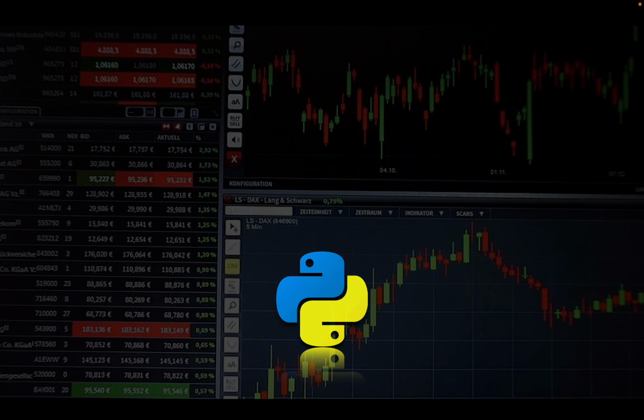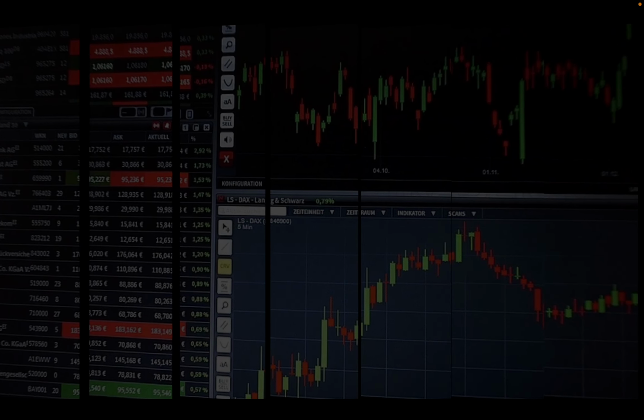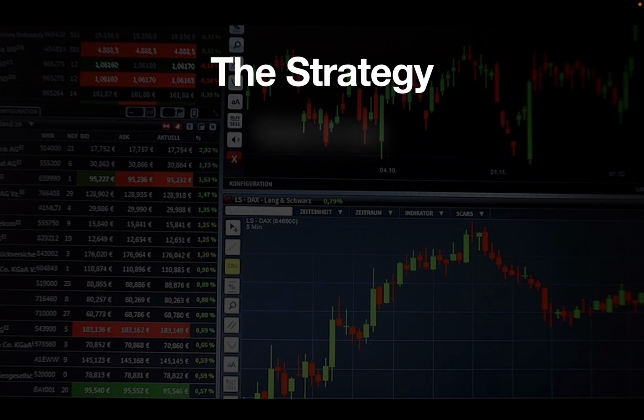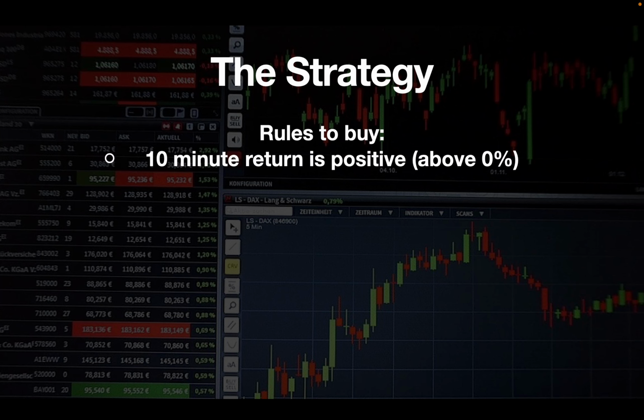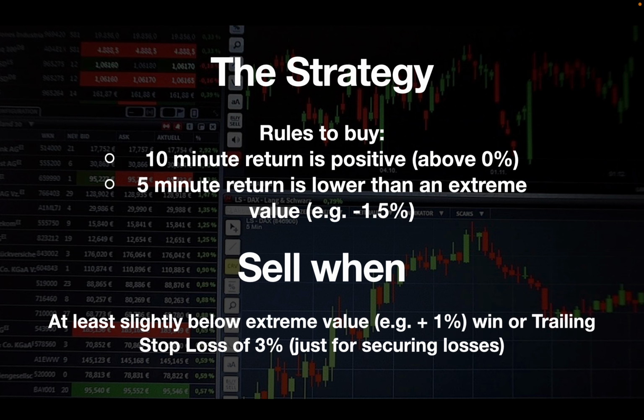Okay, so hello and welcome to an intraday cryptocurrency trading strategy which will be implemented in Python. So what's the strategy? We are buying when the 10-minute return is positive, so above 0%, and also the 5-minute return is lower than an extreme value, let's say minus 1.5%. We are then selling when we either made at least 1% profit or when our trailing stop loss of 3% is touched.